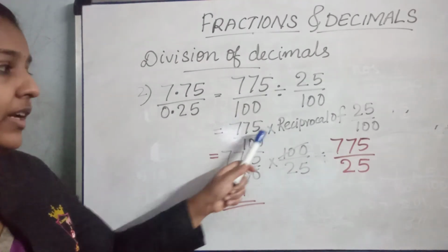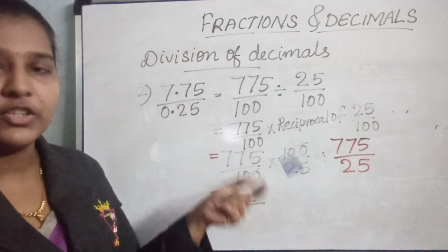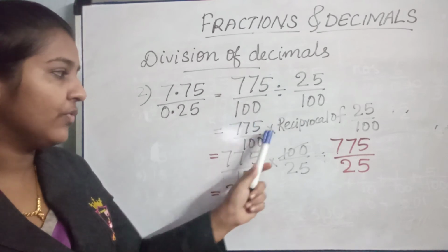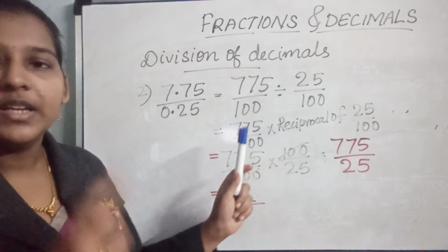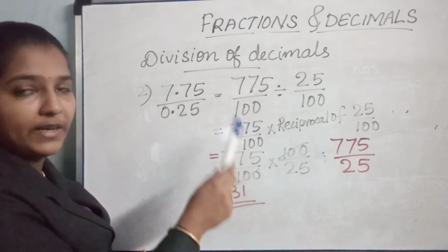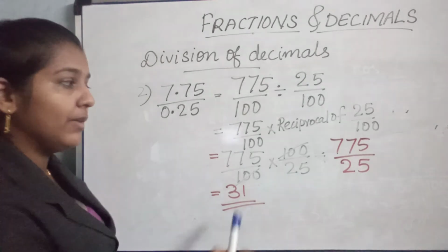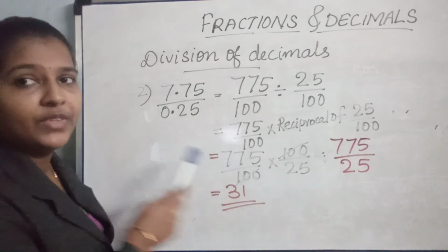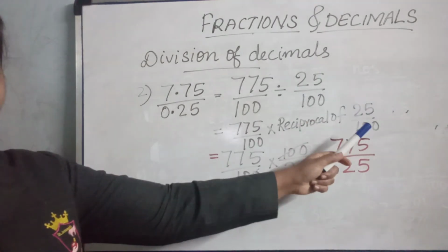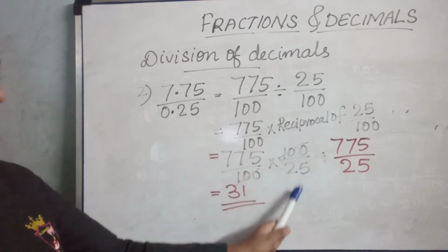775 by 100 into, here now it is in the form of division of fractions, isn't it? So you write 775 by 100 into reciprocal of the second one. So we know in division of fractions we can take the reciprocal of the second fraction and multiply with the first one to get the answer, isn't it? So here reciprocal of 25 by 100 you take and multiply with the first one. So reciprocal of 25 by 100 is 100 by 25.